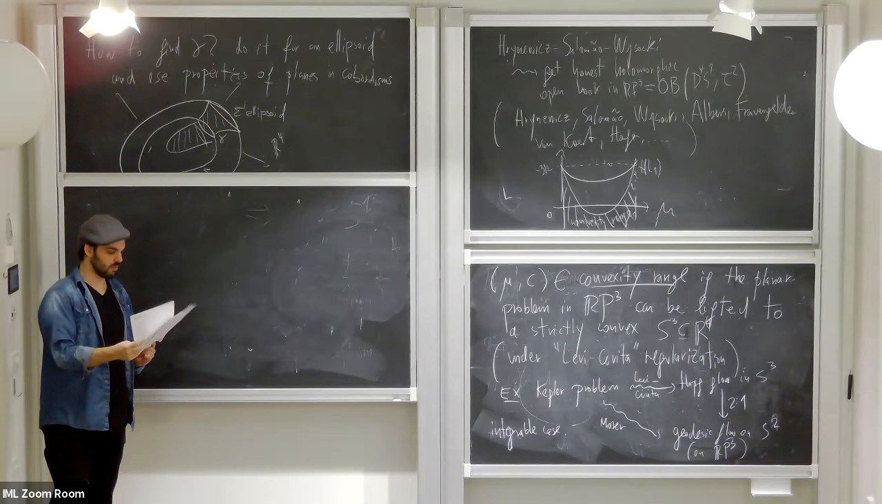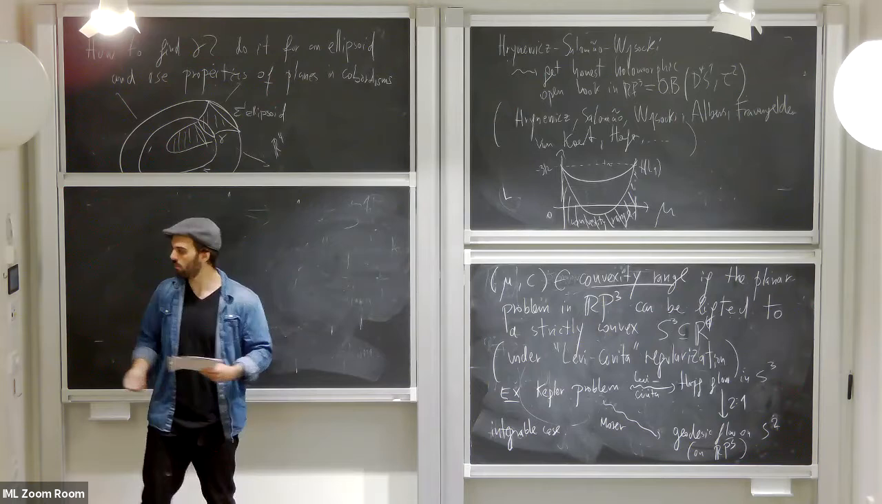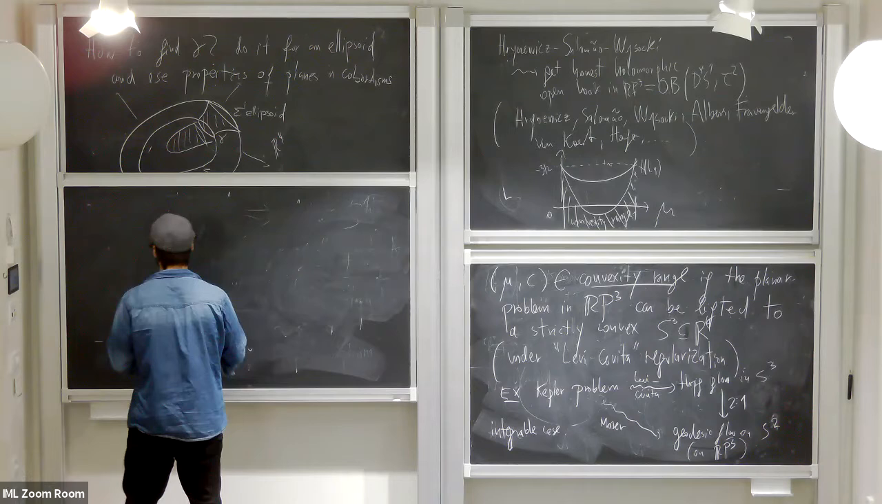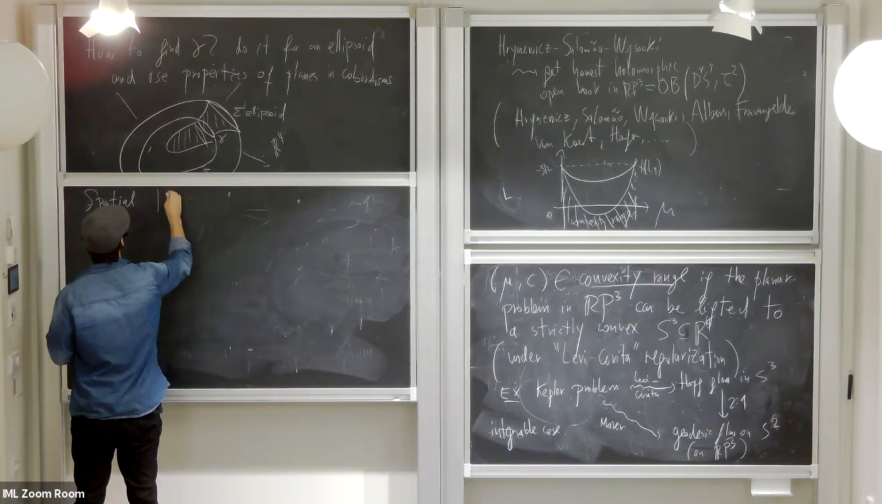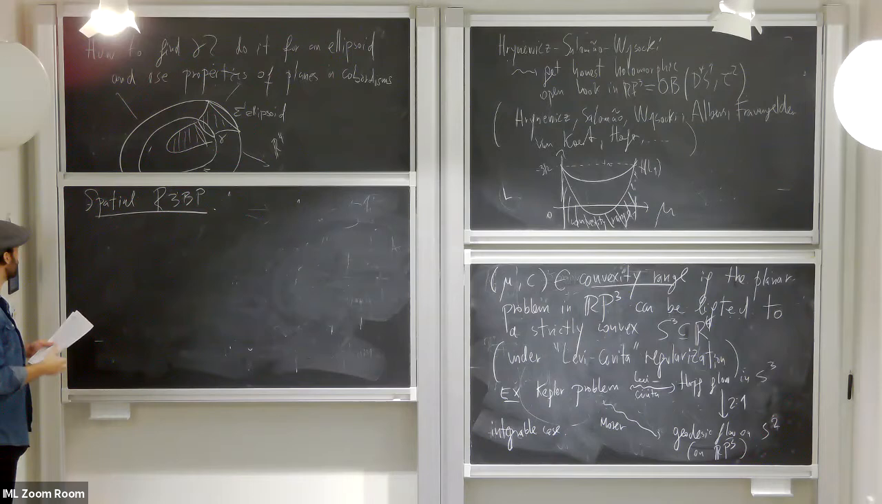So what I will want to do next is go beyond the planar situation and study the spatial problem, and discuss my results with Otto. Here we're going to study the spatial restricted three-body problem. Now, rather than having a dynamical system on a three-manifold, we'll have to consider a five-manifold. And most of whatever I say from now on is joint work with Otto.